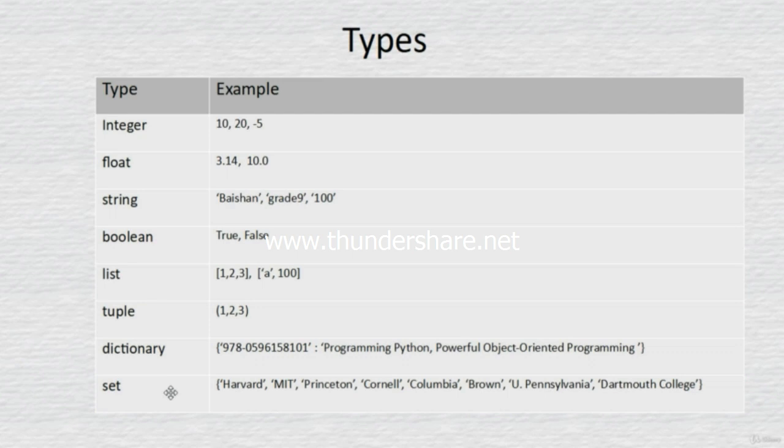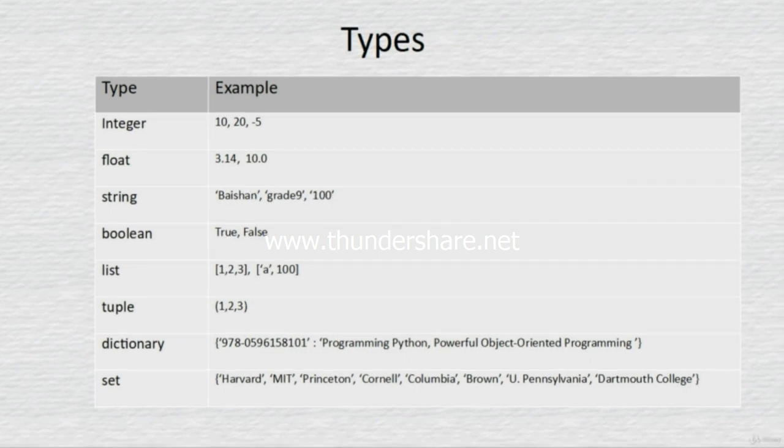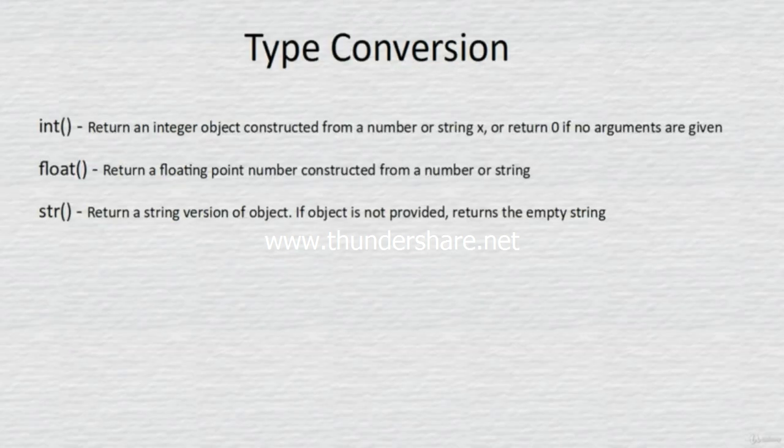A set is also a collection. However, a set cannot have duplicated items. This set defines all those Ivy League schools. For both dictionaries and sets, the order of the items in them is not important. We will learn how to use each of the types, and when to use which, in our later discussions. For now, we know there are different types.